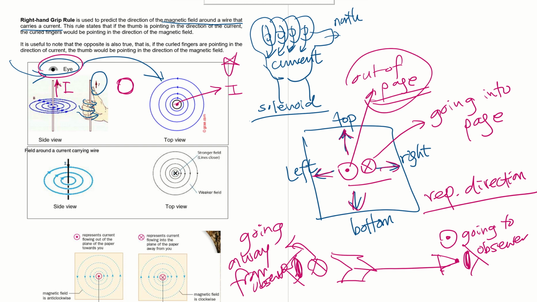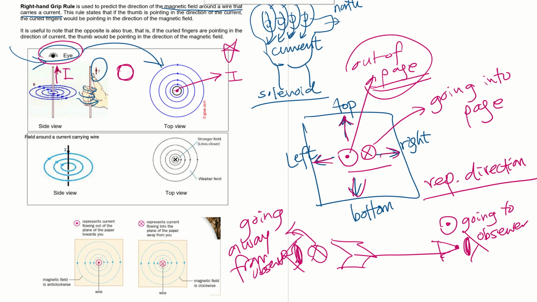If you're using your right hand grip rule now, with your thumb pointing to yourself, or the thumb coming out from the page, you will see that your fingers are actually pointing in the anti-clockwise direction.